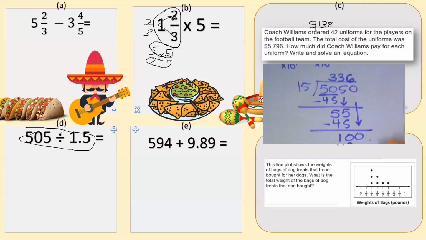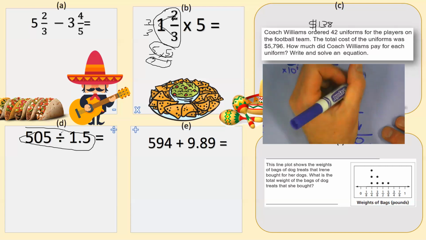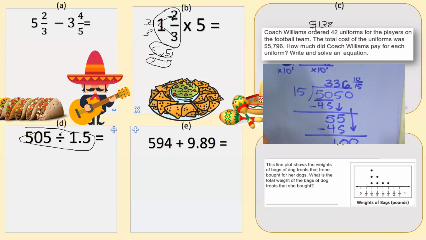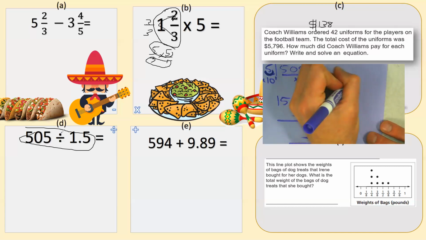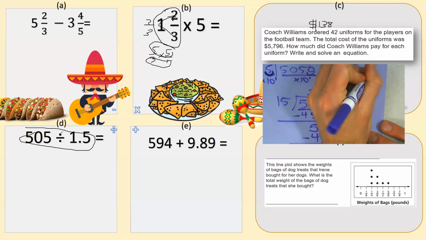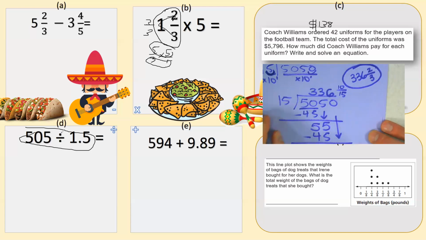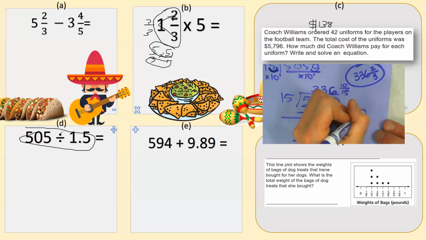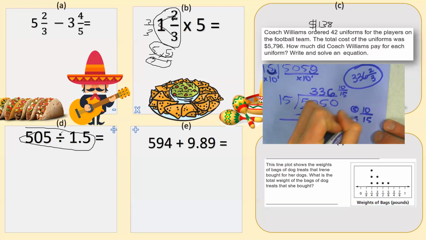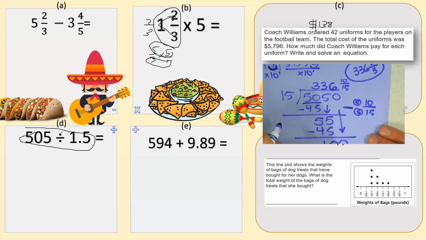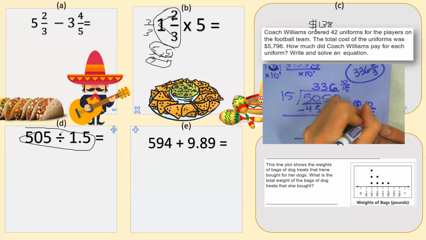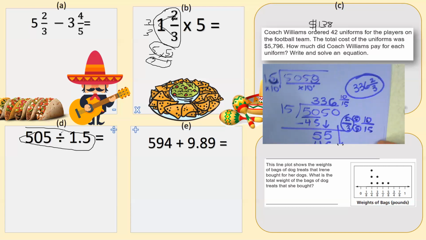So the answer is 336 and 10 15ths. 336 and 10 15ths is the same thing as 336 and 2 thirds. I don't know how to simplify like that. Well, if you look at 10 15, they can both be counted by 5s. So what would the original fraction be? Well, 2 times 5 is 10, and 3 times 5 is 15. That's how I got 2 thirds.